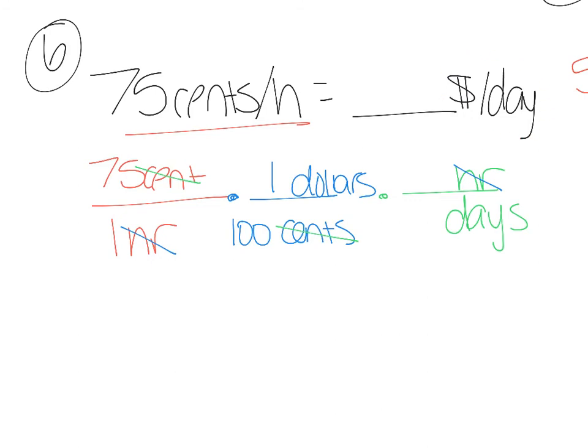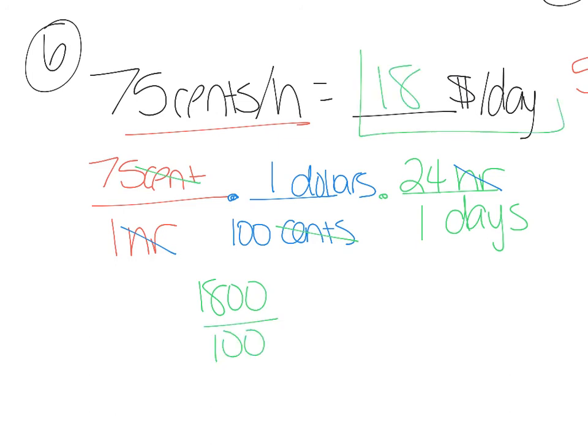So lastly, before we multiply this out, we know that in 1 day there are 24 hours. When we multiply across, I have 75 times 1 times 24, and then we're going to divide by 100. 75 times 24, I believe, gives you 1,800. And when you divide by 100, you're going to end up with $18 a day. So not a very good paycheck there. 75 cents an hour is about $18 a day.